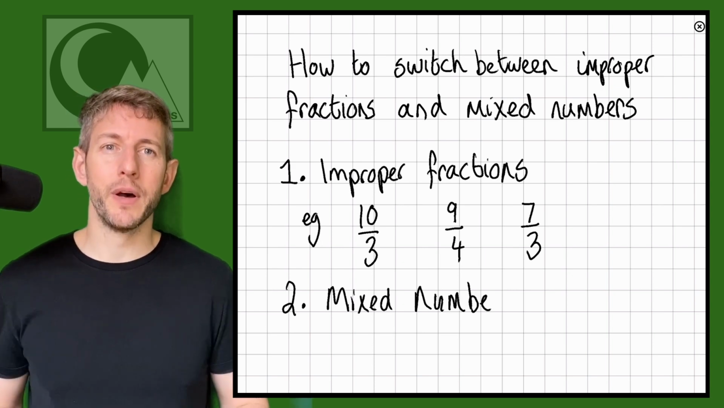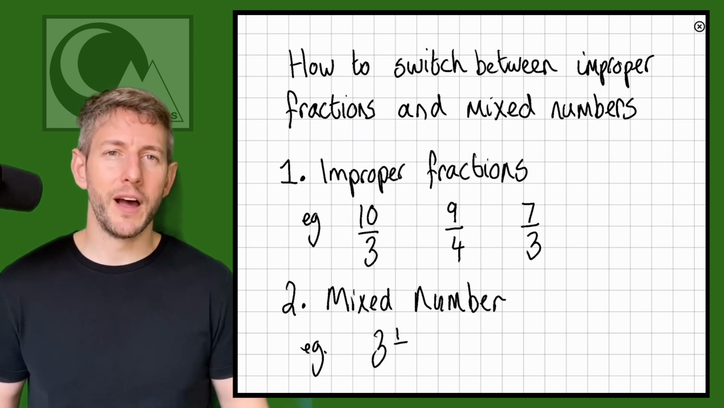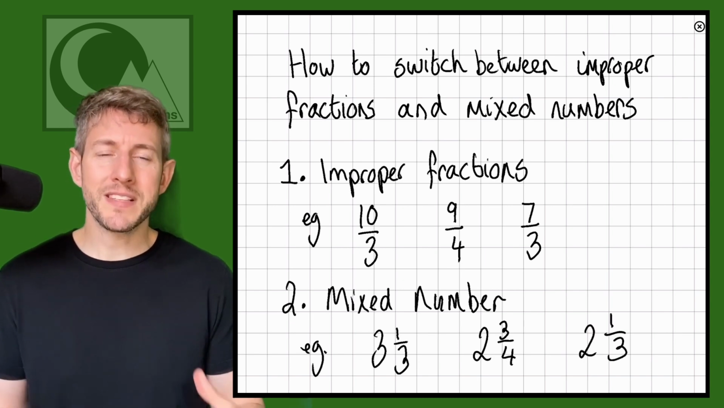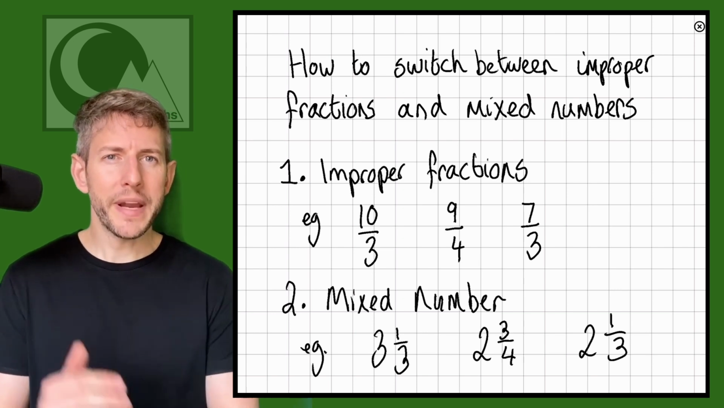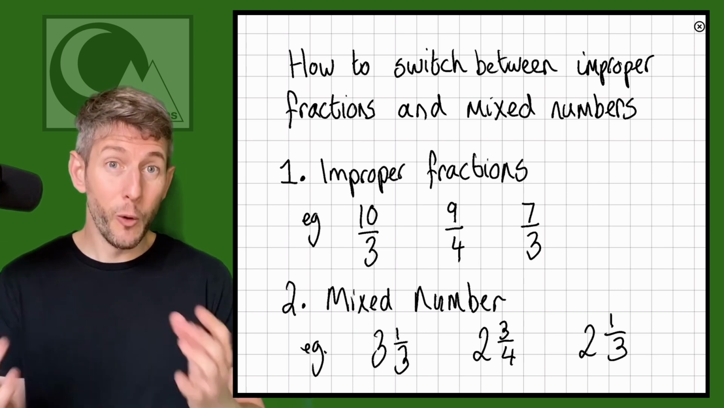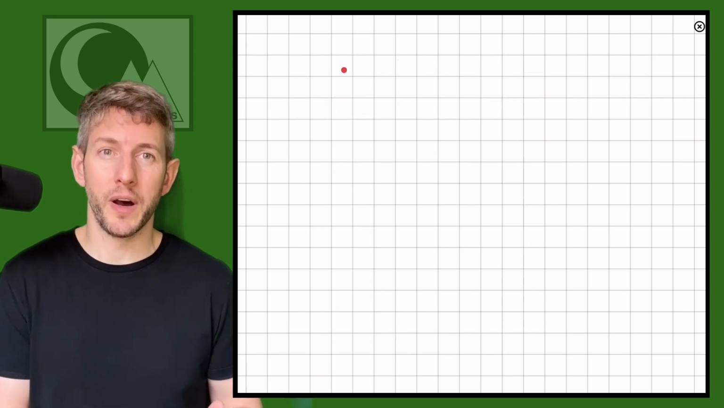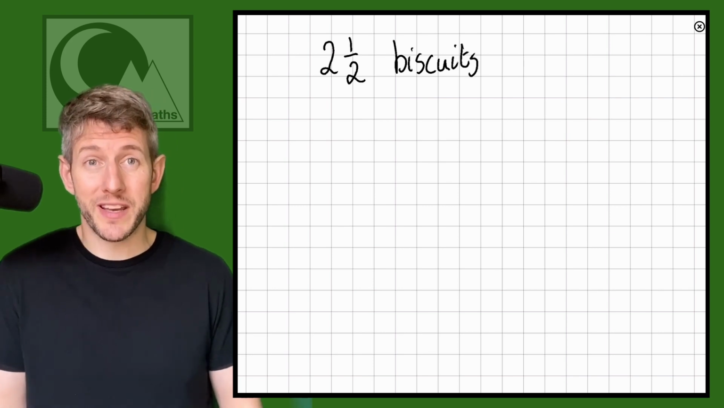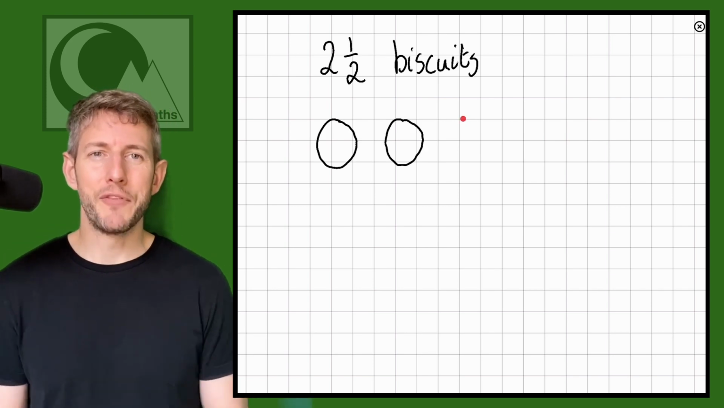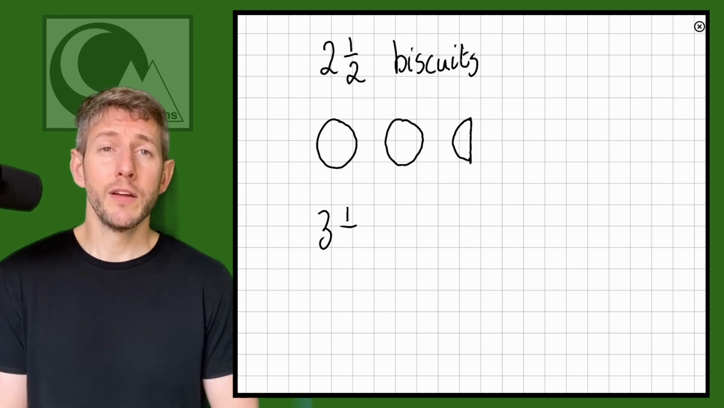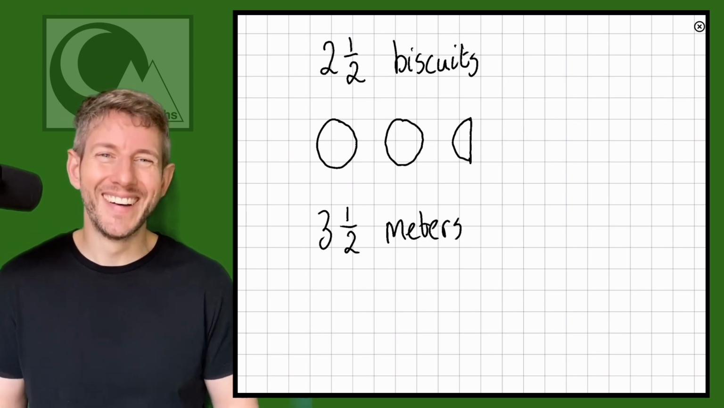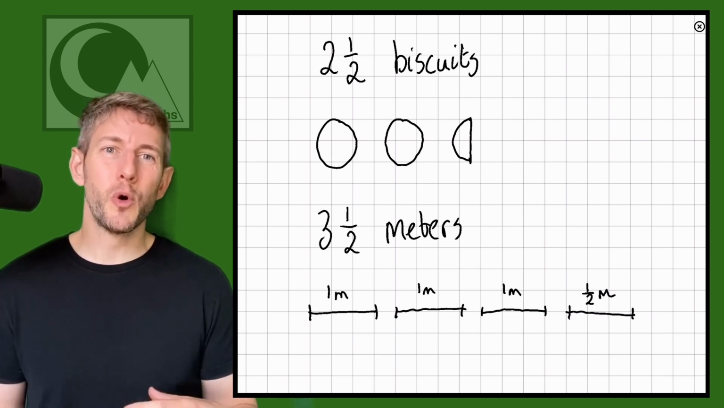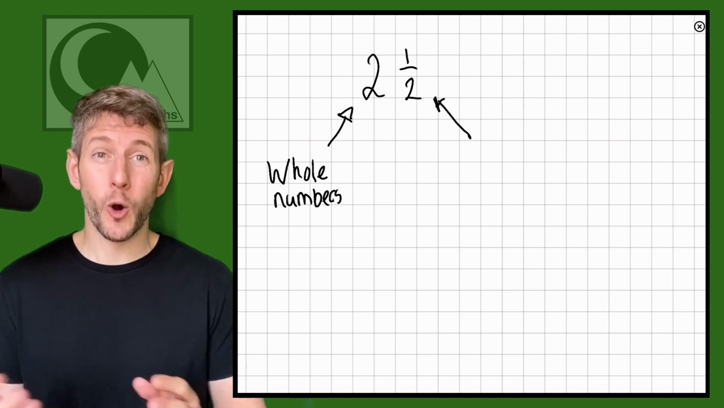Secondly, a mixed number. A mixed number is something like 3 and a third, 2 and 3/4, or 2 and a third. What this does, the mixed number tells you how many whole parts there are to the number and what the fractional part is. So for example, if you ate 2.5 biscuits, that would mean that you ate 2 biscuits and you ate half a biscuit. If you ran 3.5 meters, it's not very far, but you would run 3 meters and then half a meter. So it's just another way of breaking down the numbers into wholes and parts.